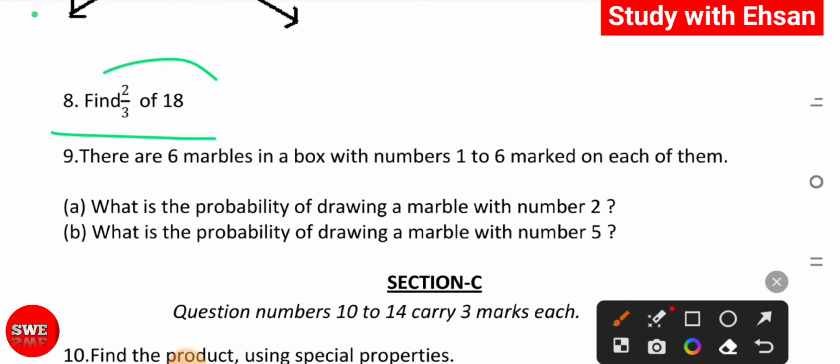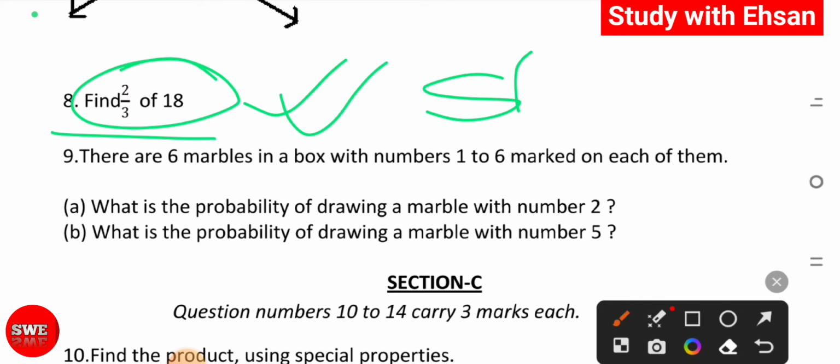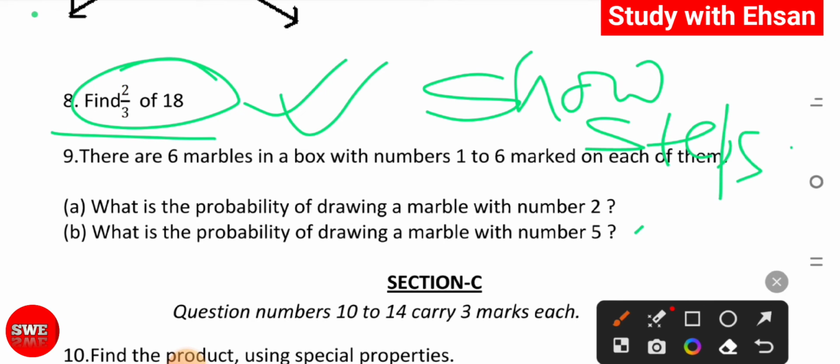Question number 8 is also of 2 marks because it is a question in section B. Find 2 upon 3 of 18. Yes, 2 upon 3 of 18, and show all the steps and your calculation. You can take a vertical line on the right of your answer sheet, so that to the right of this vertical line you can perform all your rough calculations.